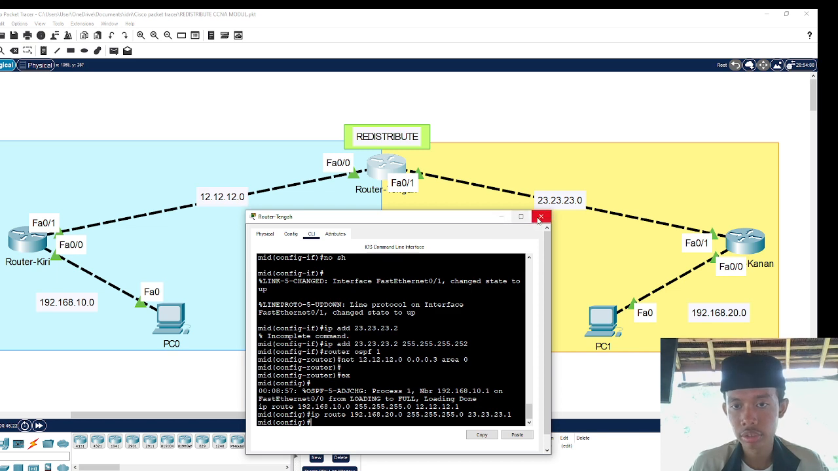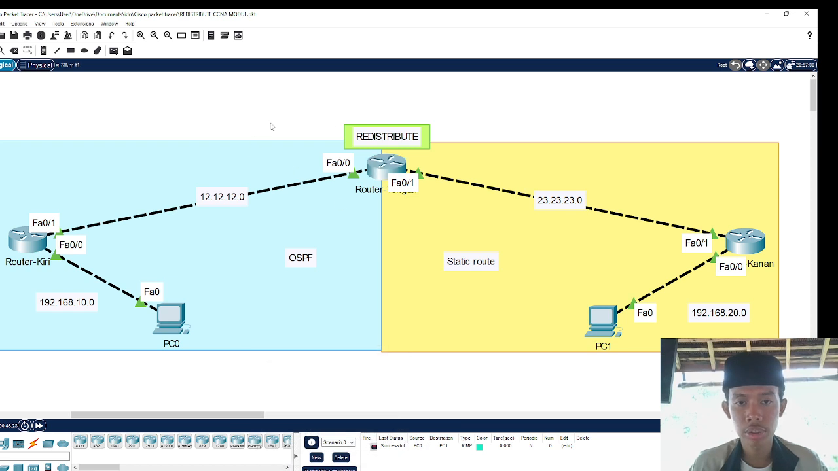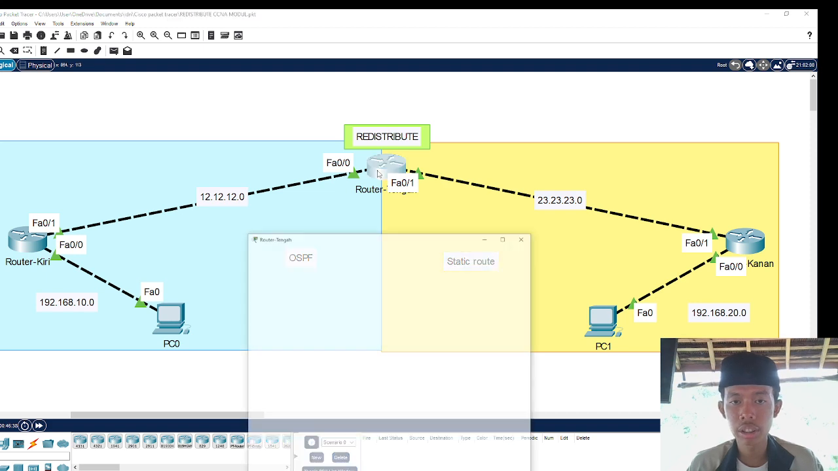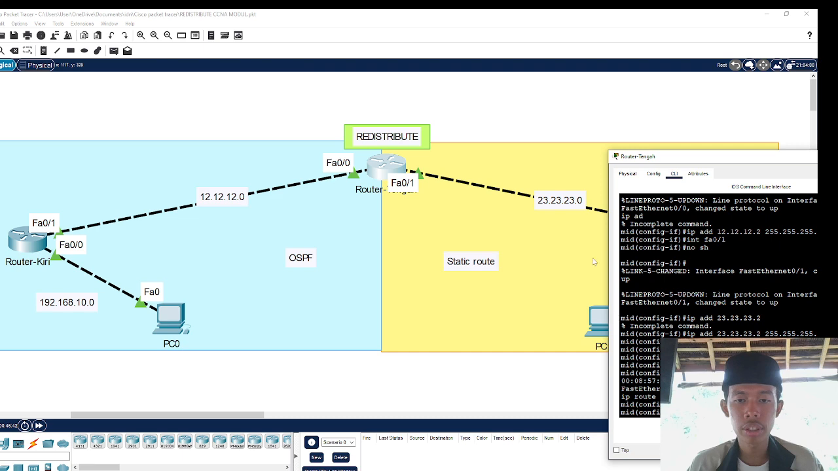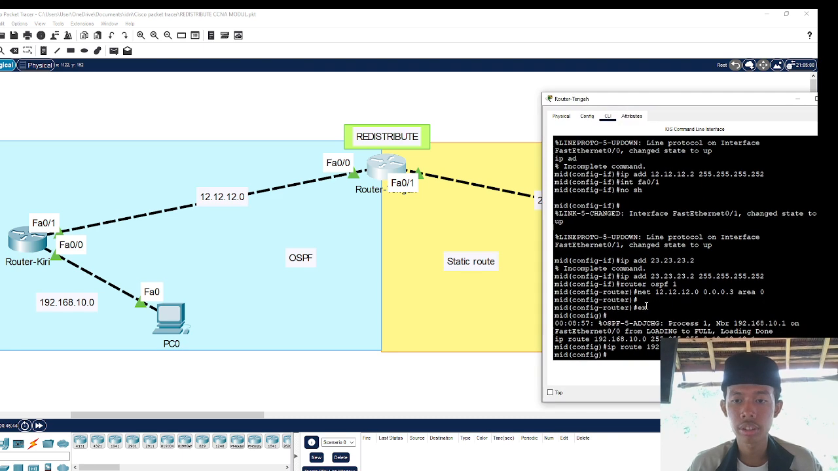Okay, so we have already done the configuration, but we haven't yet done the redistribute configuration. So let's check whether the PCs can ping each other. The result is failed, because we didn't do the redistribute configuration and there are two different routing types.